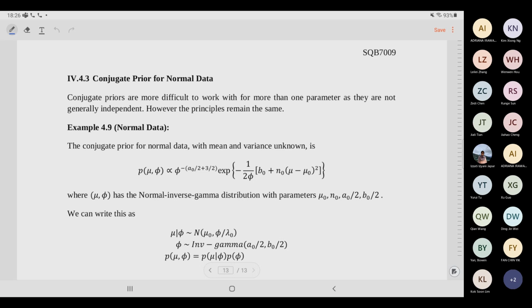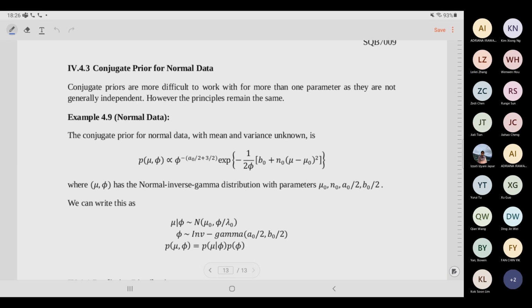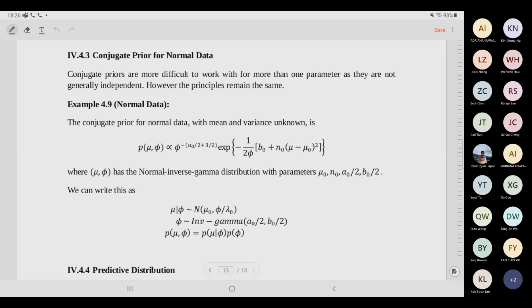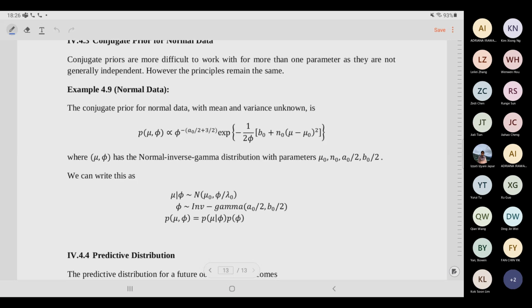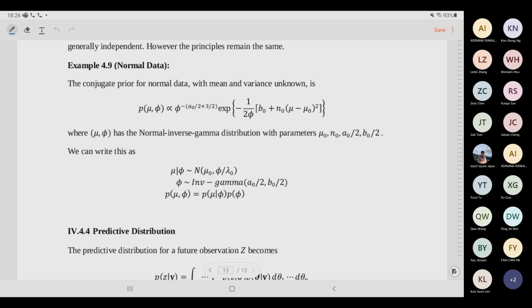The other option is to have a conjugate prior, right? But actually conjugate priors are more difficult to work with for more than one parameter, because they are not usually independent. But the principles are the same. For example, the conjugate prior for a normal with mean and variance unknown is very long.